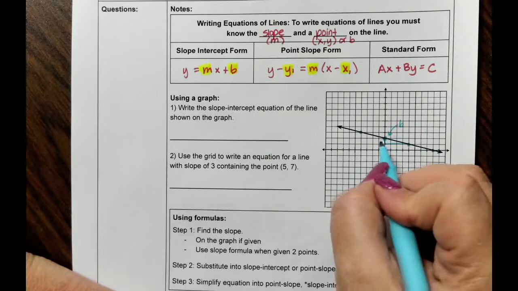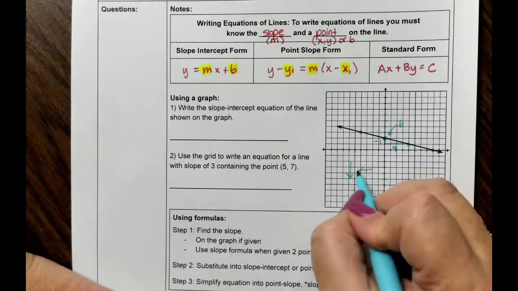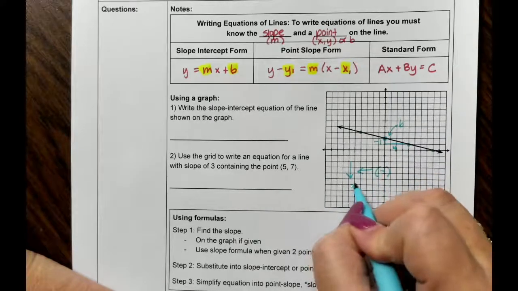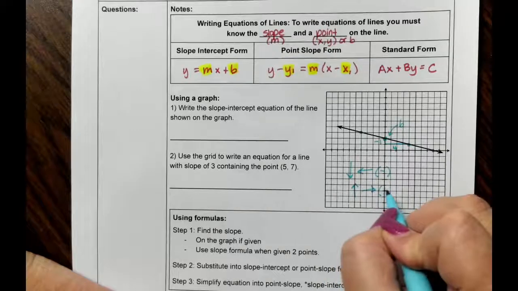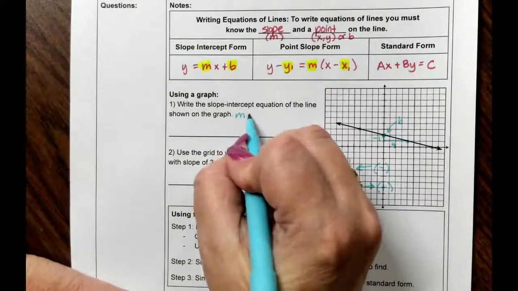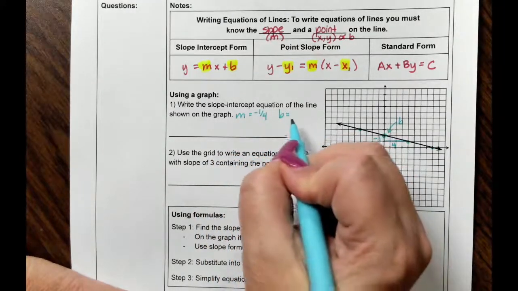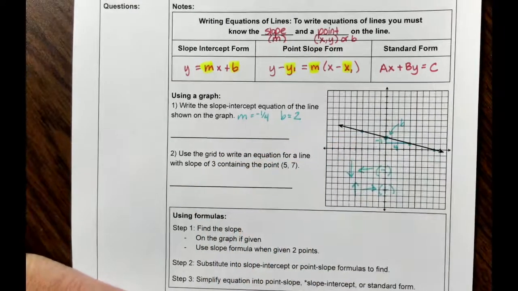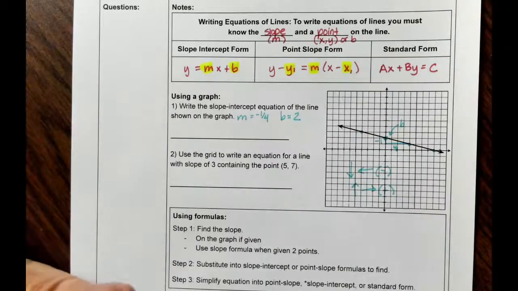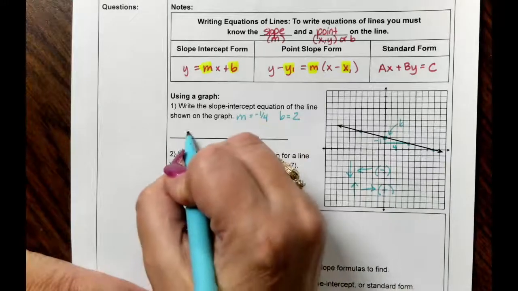This one goes down 1, so it's a -1, and to the right 4. Remember, down and to the left are our negative directions, and up and to the right are our positive directions. Don't forget that. So the slope of this line is -1/4, and the y-intercept, which is a point on the line, is at +2. So we need the slope and a point to be able to write the equation of a line, and we have those two things, so we can write it.